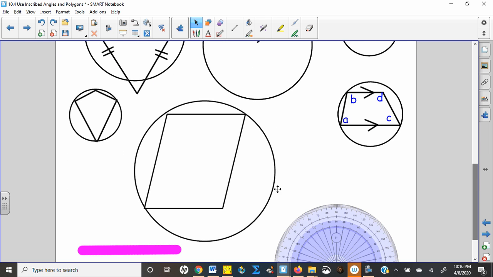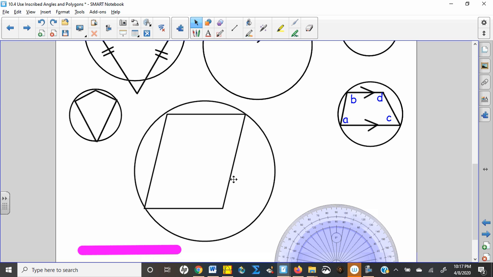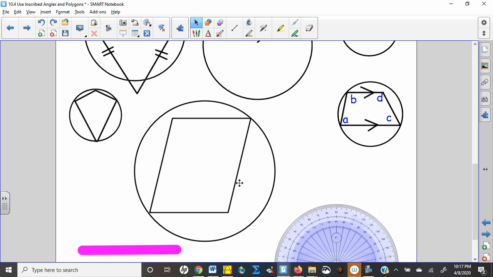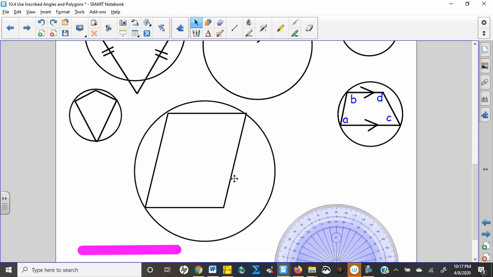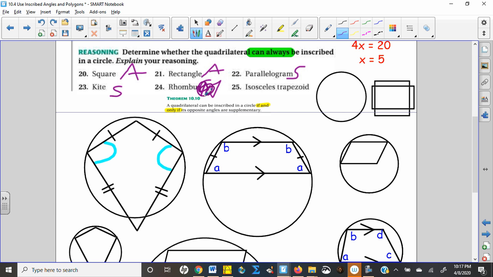What was next? Oh, a rhombus. So the rhombus is like a parallelogram. We know that it's equilateral. We know that its diagonals bisect each other, but its opposite angles do not have to be congruent. Only if it's a square does that rhombus become inscribable, right? This one was sometimes, this one was always, this one was never actually. No, if a rhombus is a square, it works. We'll say it's sometimes.